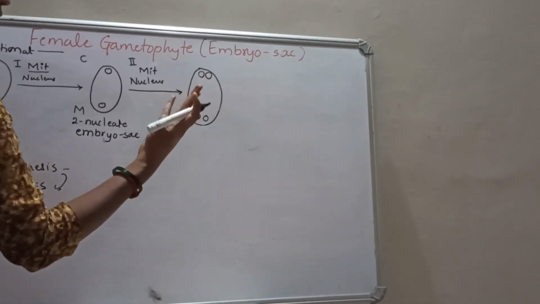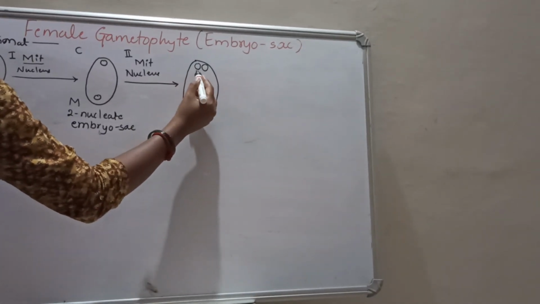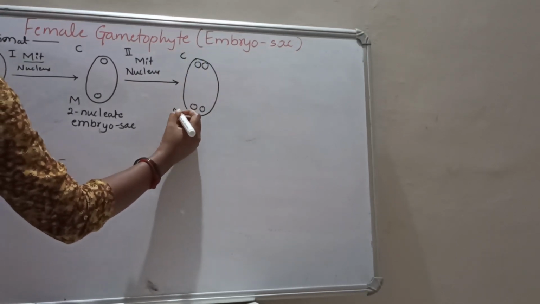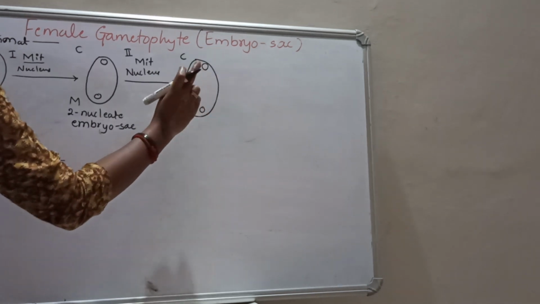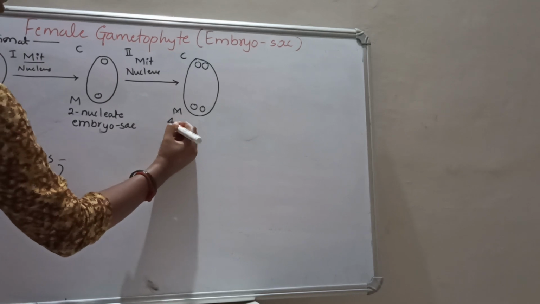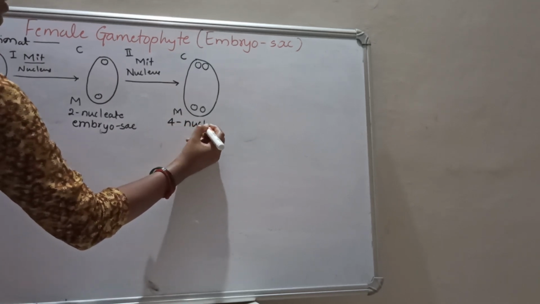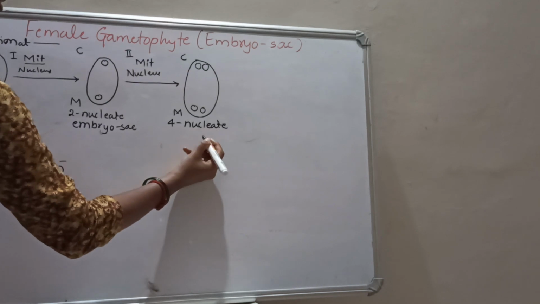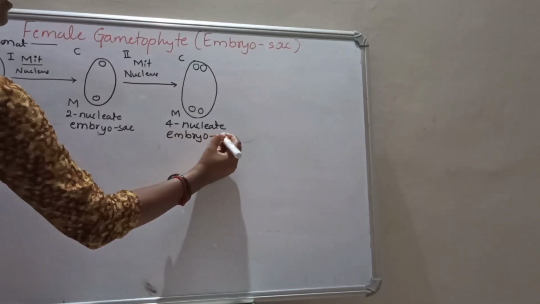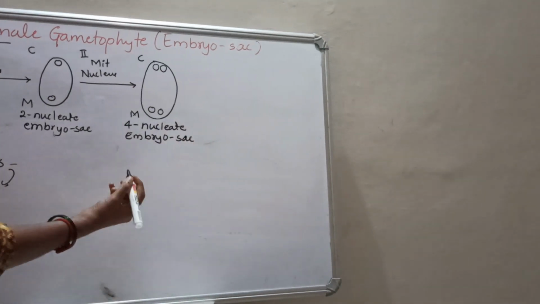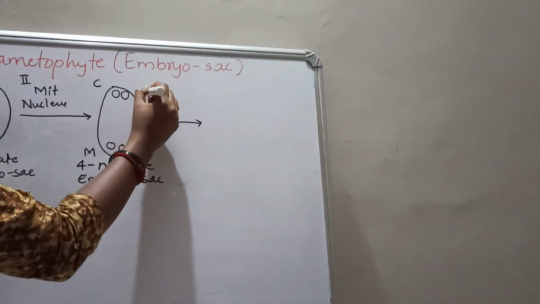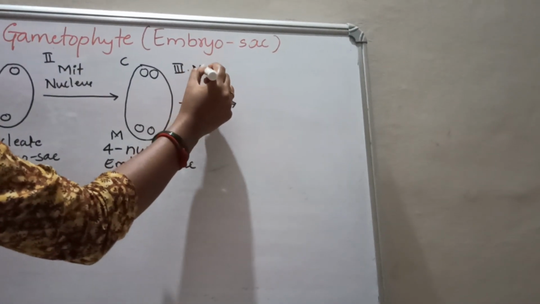This cell has totally 4 nuclei: 1, 2, 3, 4. This is the chalazal region and this is the micropylar region. Now the cell has 4 nuclei, that's why it is called the 4 nucleate embryo sac.